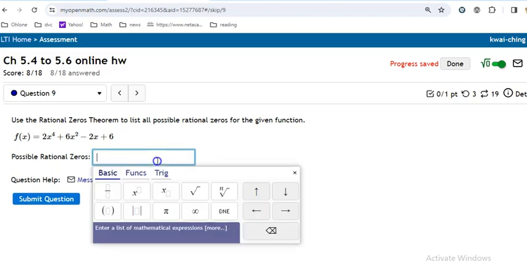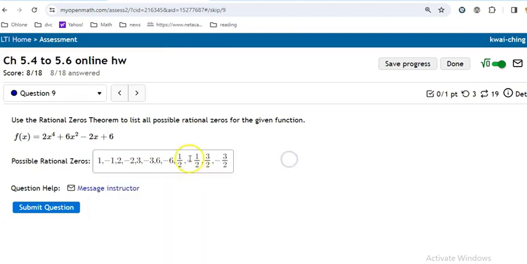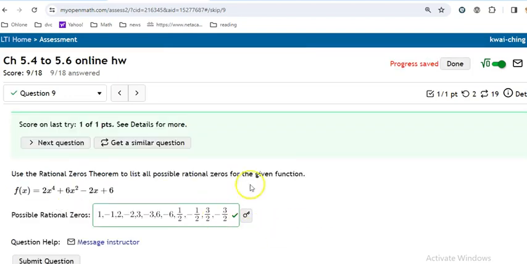Okay, so 1, negative 1, 2, negative 2, 3, negative 3, 6, negative 6, 1 half, negative 1 half, 3 halves, negative 3 halves. Remember to put the comma outside, okay, not under the denominator.